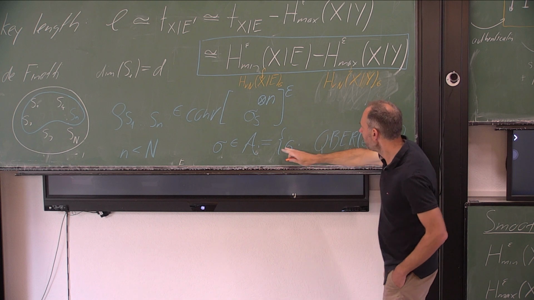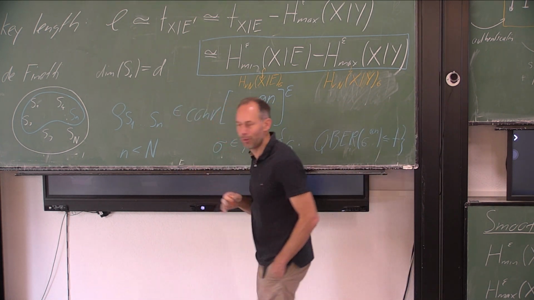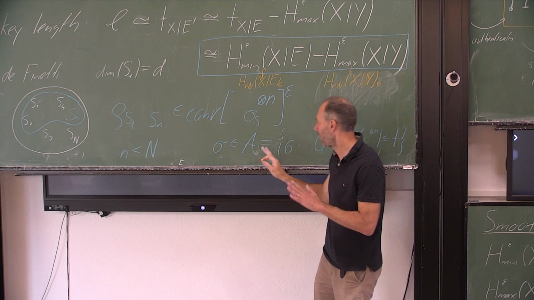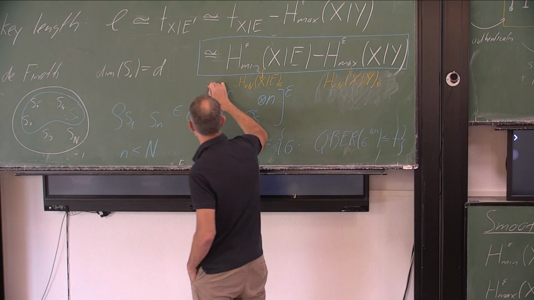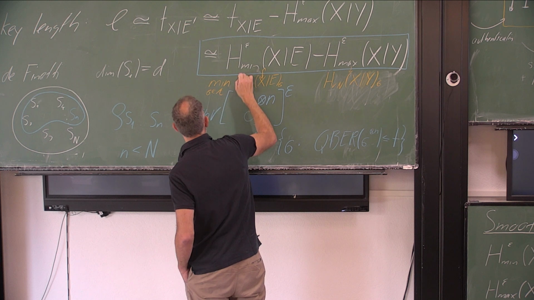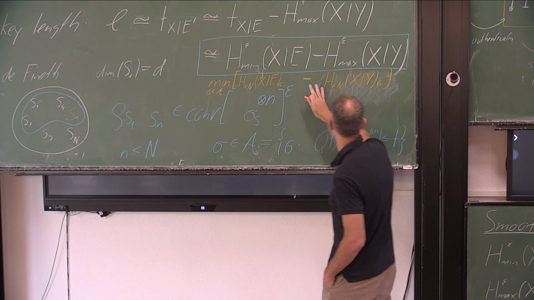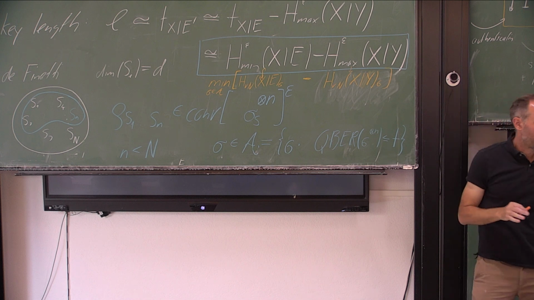And because the sigma is in this set, and of course you want to be sure that the protocol is secure, you don't know more about the sigma, you have to do a worst case consideration, minimize over all sigmas in this set, and then calculate this difference here. And this is at the end the formula you have seen from Norbert.